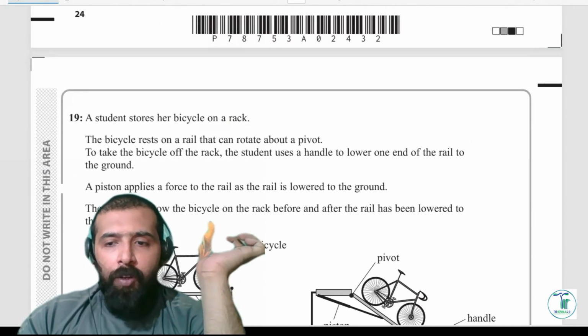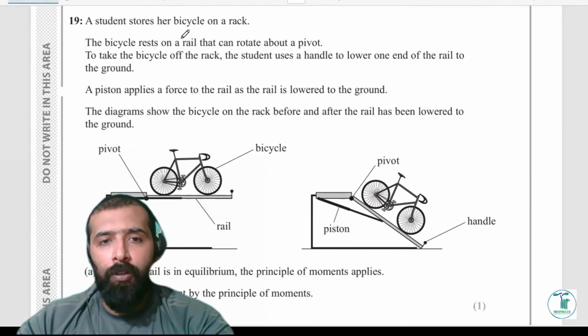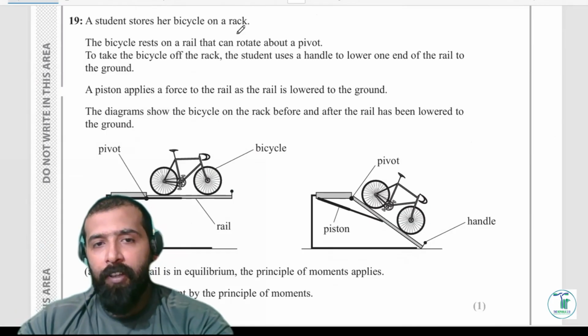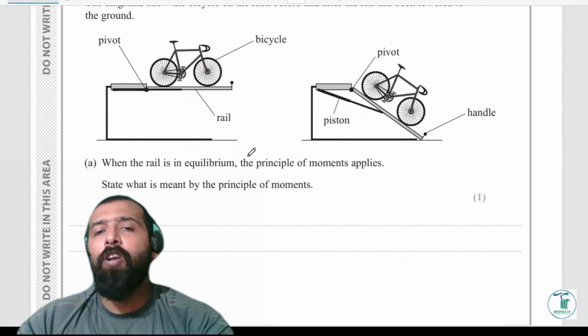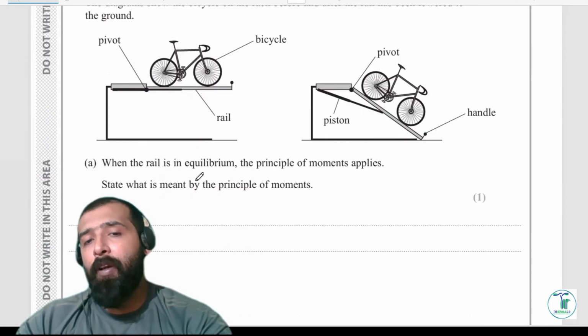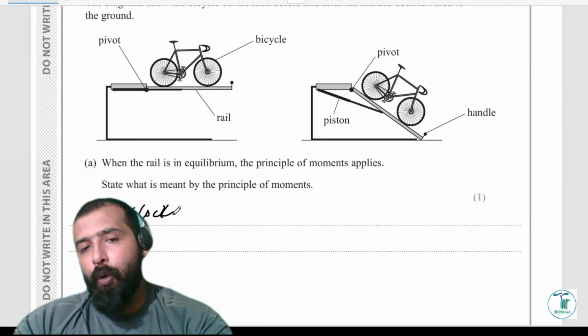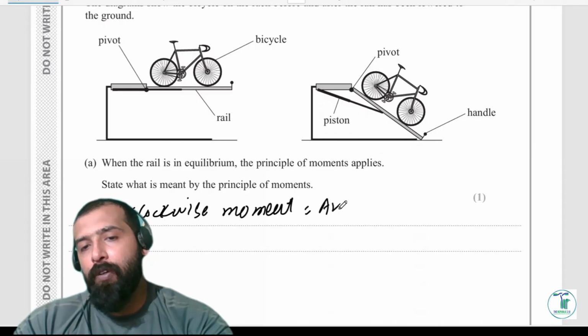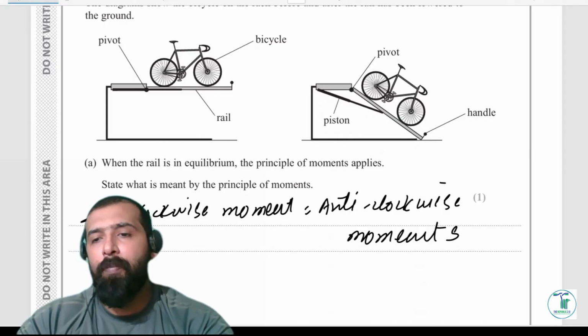After this, we've got question number 19. A student stores a bicycle on a rack. The bicycle rests on the rail that can rotate about a pivot to take the bicycle off the track. When the rail is in equilibrium, the principle of moment applies. What is meant by the principle of moment? Everybody knows that. For a body to have summation torque equal to zero, the total clockwise moment acting on the body must be equal to the anti-clockwise or counterclockwise moment, right? So that is how you need to be talking about these things. This is the principle of moment.